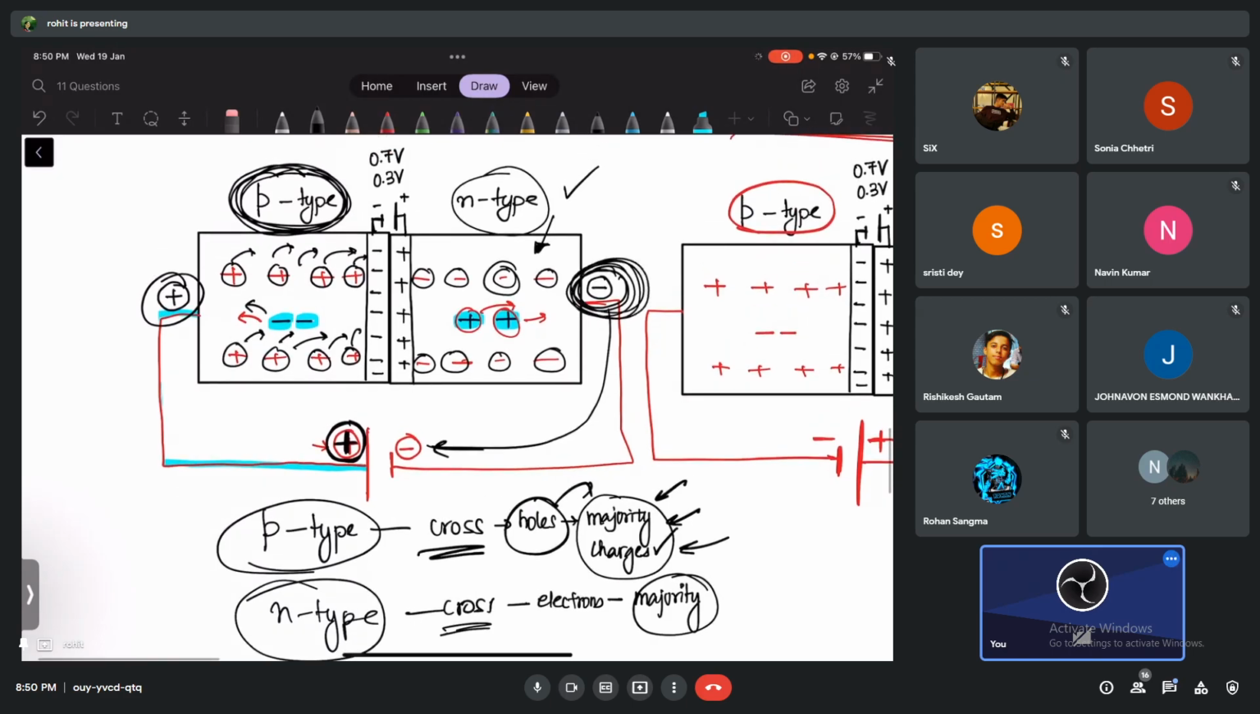N type is connected to which one? It's connected to negative. So negative will pull or push the electrons again? Push. So electrons will also cross.